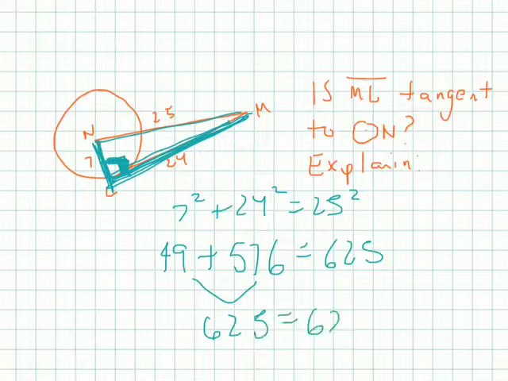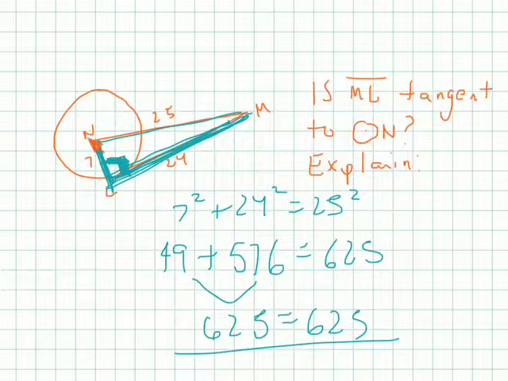So guess what? Let me just run through this logic again. Because this is true, that means that this is a right triangle. Because this is a right triangle, it means that LM and NL meet at a right angle. And because that's true, we know that this is a tangent.